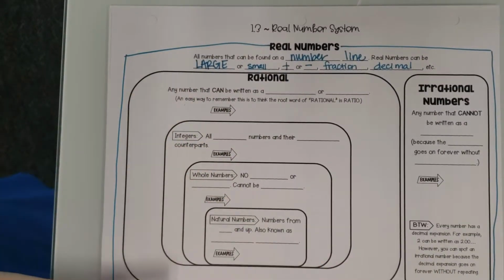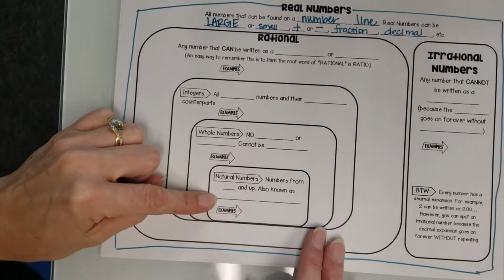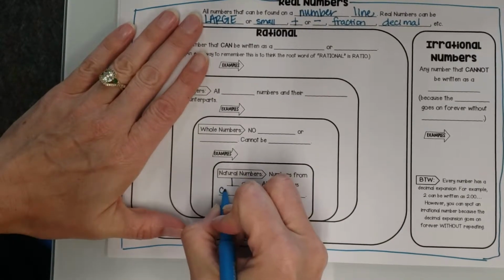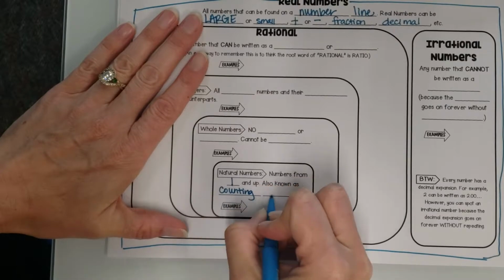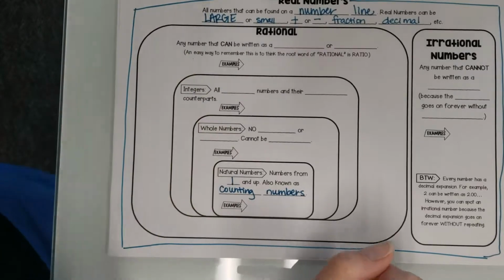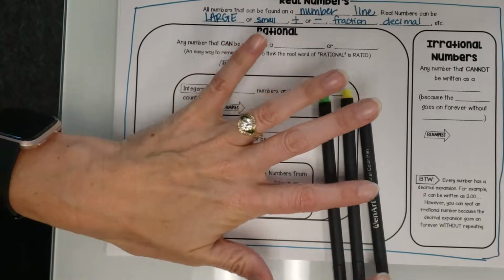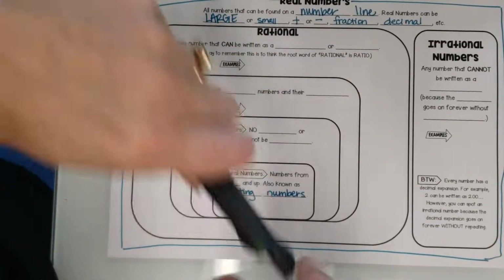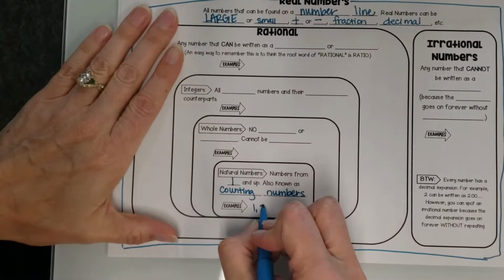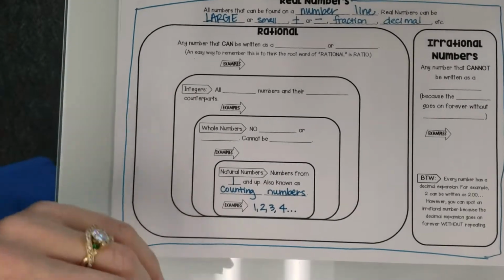All right, so we're going to start from the smallest and work out. So let's start with natural numbers first. Natural numbers are numbers from 1 and up. These are also known as counting numbers. Now think about this. When I start counting these pins right here, I don't start at 0. I go 1, 2, 3. I don't go 0, 1, 2, 3. So that's why counting numbers don't include 0. So this one, for example, 1, 2, 3, 4, all the way up in the positive direction to infinity.